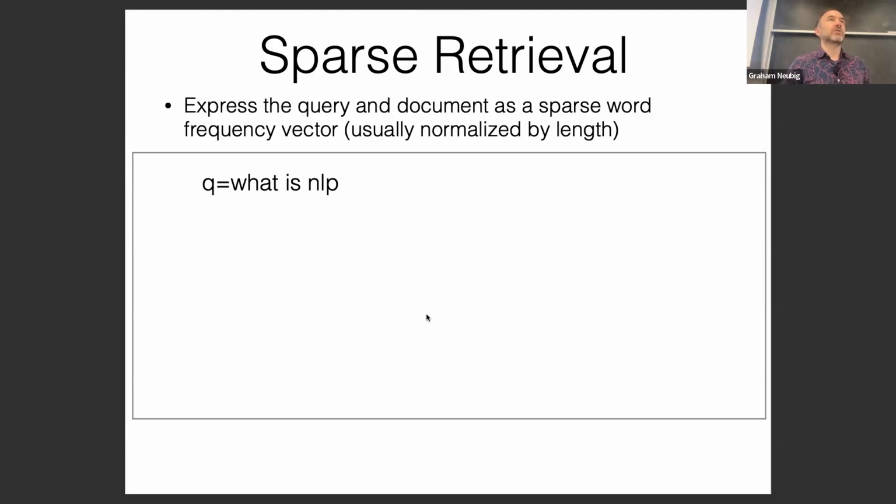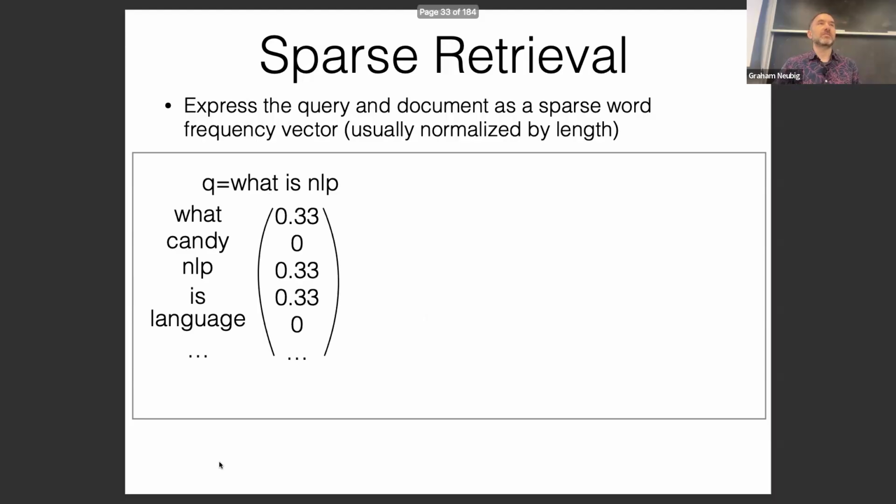And here's an example. Let's say we have a query that says, what is NLP? We have a big vector of all of the vocabulary items that we might be accessing. And we turn this query vector into a frequency vector normalized by length. So we have 3 words in here. And so we get 0.33, 0.33, 0.33, et cetera.